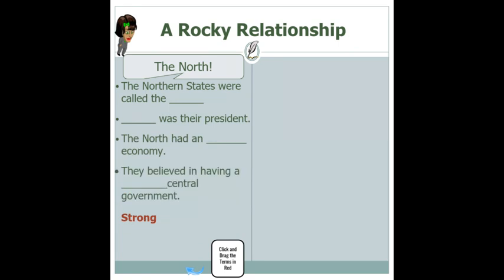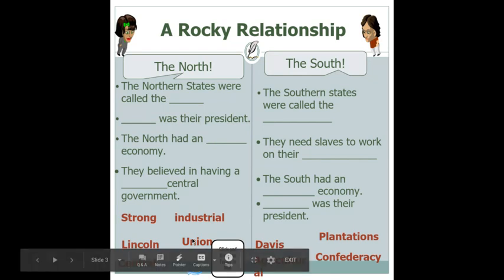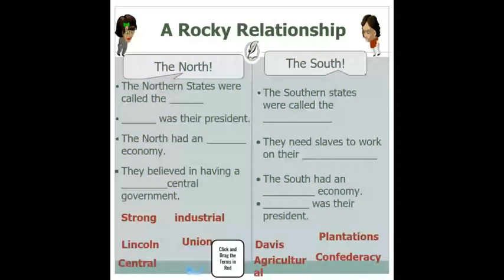So let's talk about what the North looks like versus what the South looks like. Of course, all my little wonderful things have got to load. So in the North, the northern states were called the Union. So what you would do is you double click the Union and you bring it up here. And you're going to do that as I am talking. Okay. Lincoln was their president. The North had an industrial economy. They believed in having a strong central government.